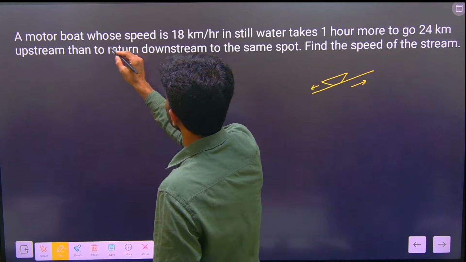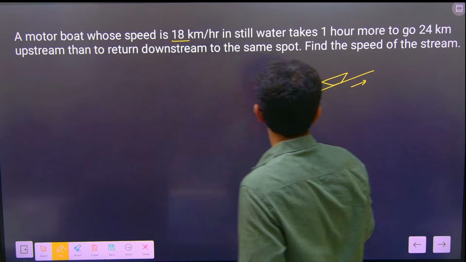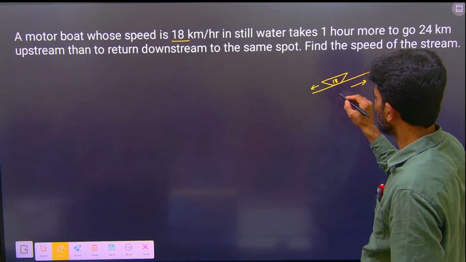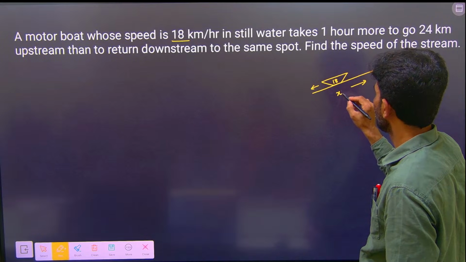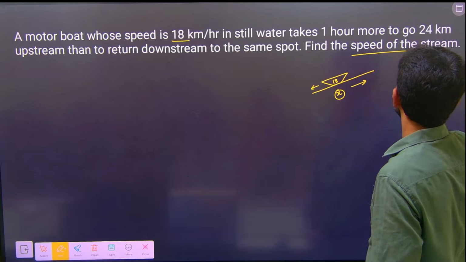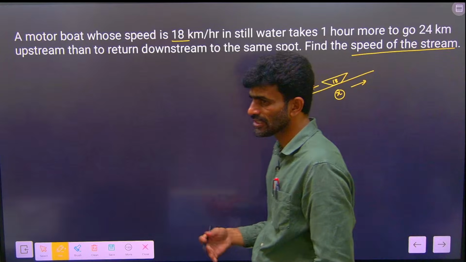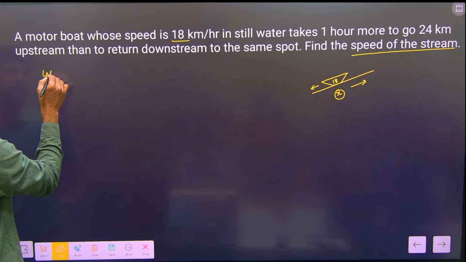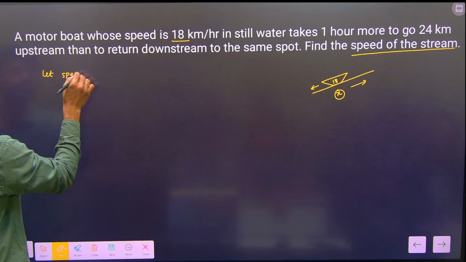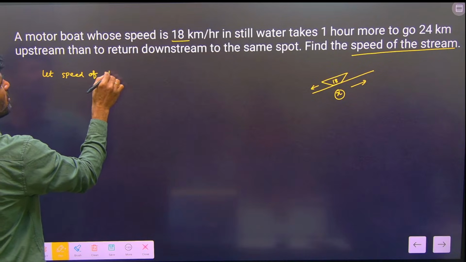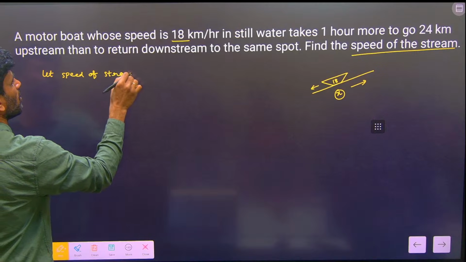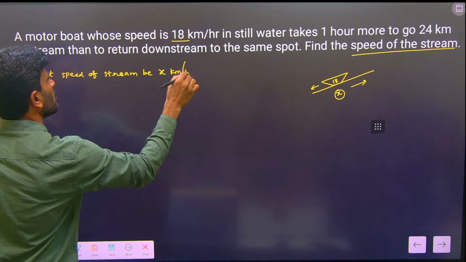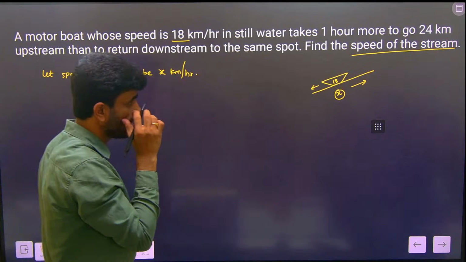Here the speed of the boat is already given. So speed of the boat is 18 kilometers per hour. And speed of the stream, we will take it as x because we have to find speed of the stream. What they are asking to find, that only we will take as x. So what we write first: let speed of stream be x kilometers per hour, right?